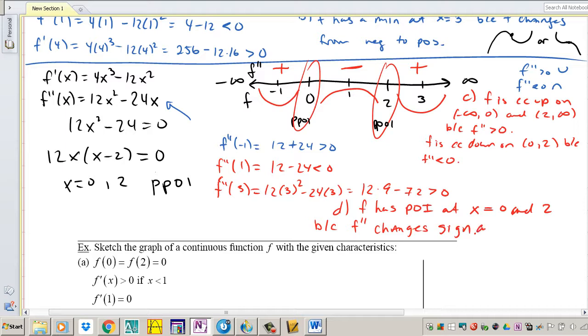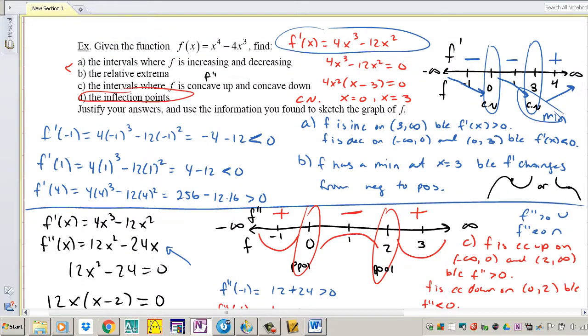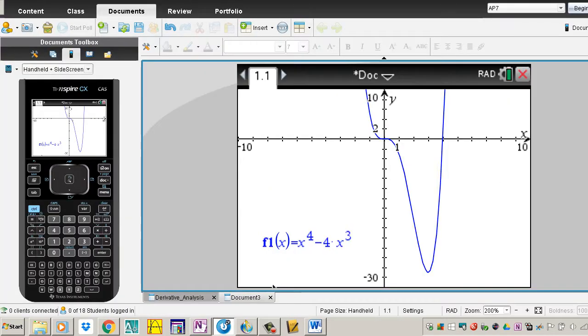You could even say at x is equal to 0 and 2 to be more descriptive. So there it is. There's your A, B, C, D done. Now let's go ahead and graph this and determine whether our information, our analysis, is true. So here is the graph.